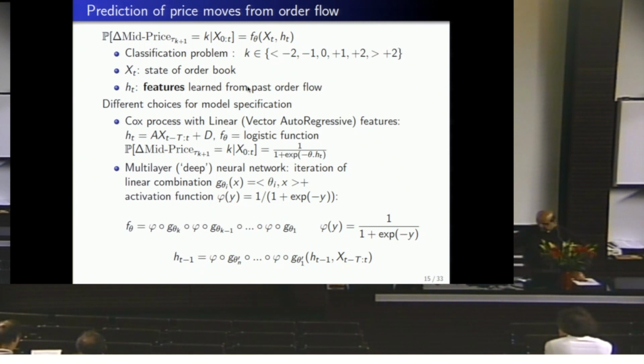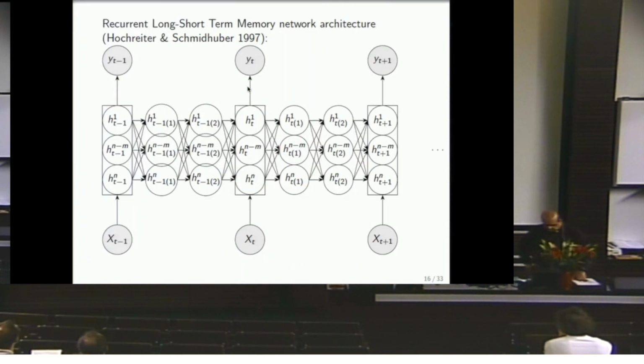So this is an architecture, this is a more complicated architecture than the one I showed you before. This is called a recurrent neural network, or more precisely, a recurrent long short-term memory network.